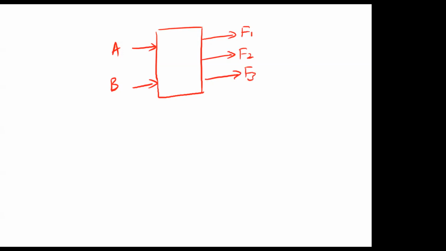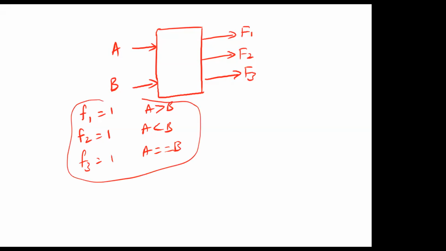So as a part of this lab, we want to build a circuit something like this, where F1, F2, F3 can have different values of either 0 or 1, right? And the way these values are defined is, F1 is 1 if A is greater than B. F2 is 1 if A is less than B. In all other cases, F1 is 0. In all other cases, F2 is 0. And F3 is equal to 1 if A is equal to B. Right? So you want to design a circuit which obeys something like this.